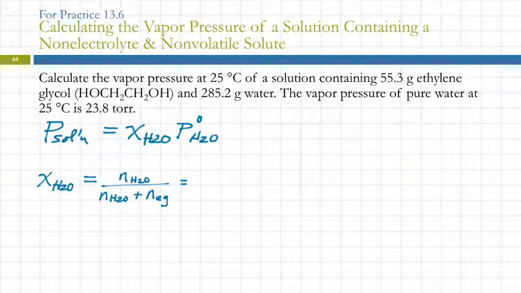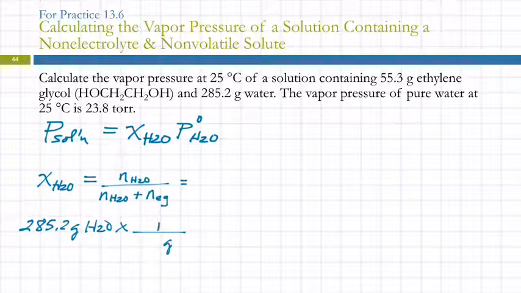Well, how do we find the moles of water? What did they give us? They gave us the mass of water, right? Well, we can change a mass into moles. So we've got 285.2 grams of water. I'm going to use the molar mass, grams on the bottom, moles on the top. 1 mole of water weighs 18.02 grams, and the grams cancel.